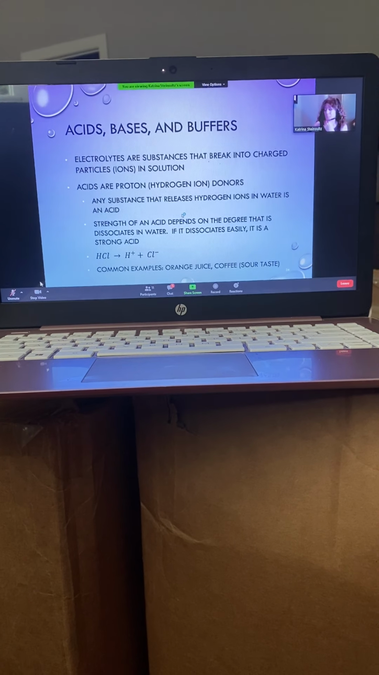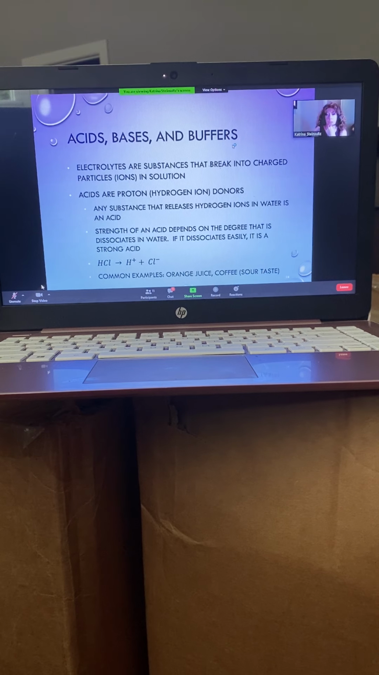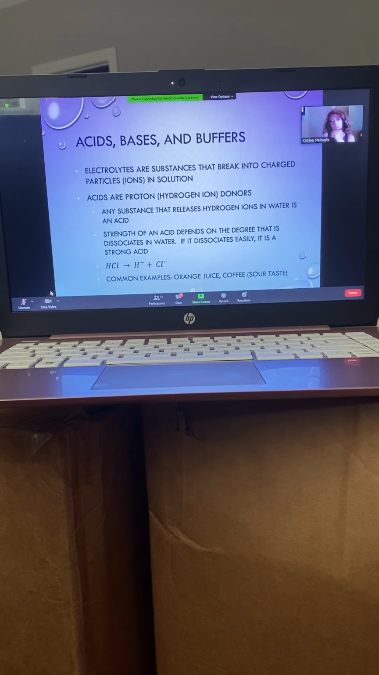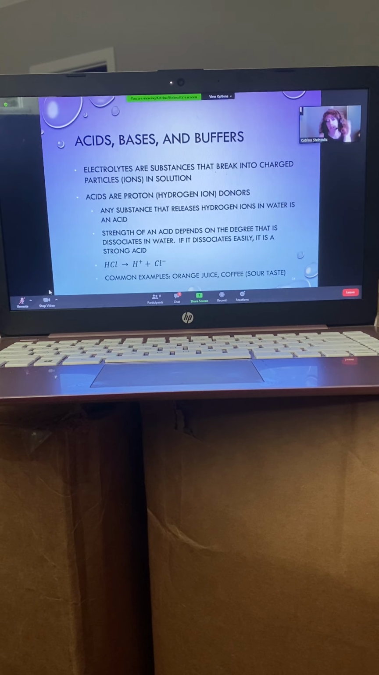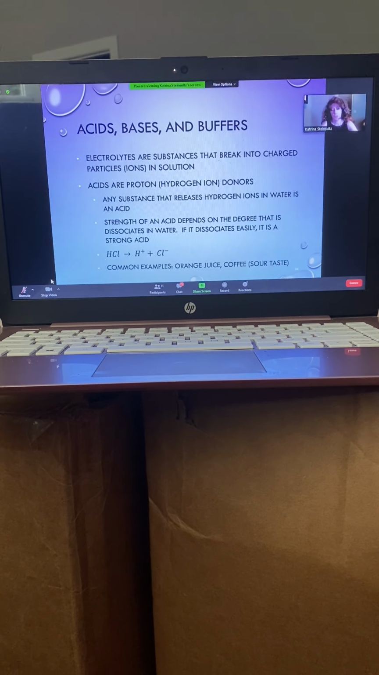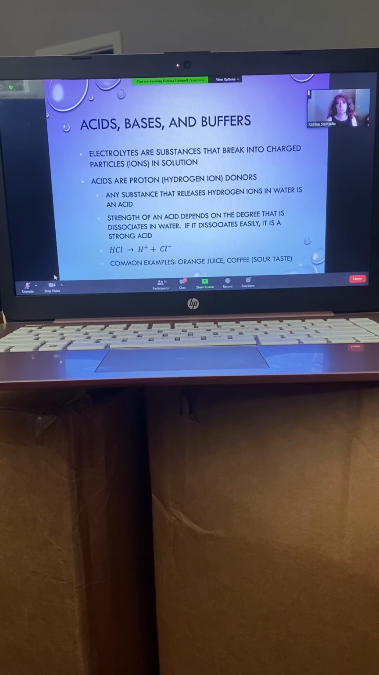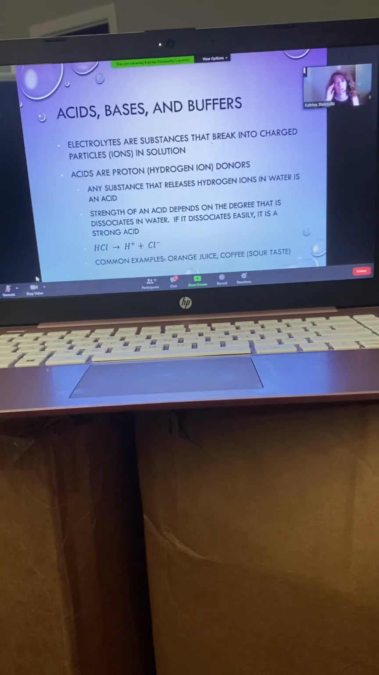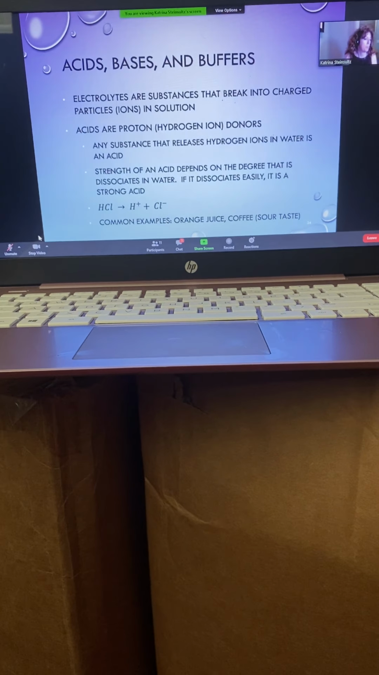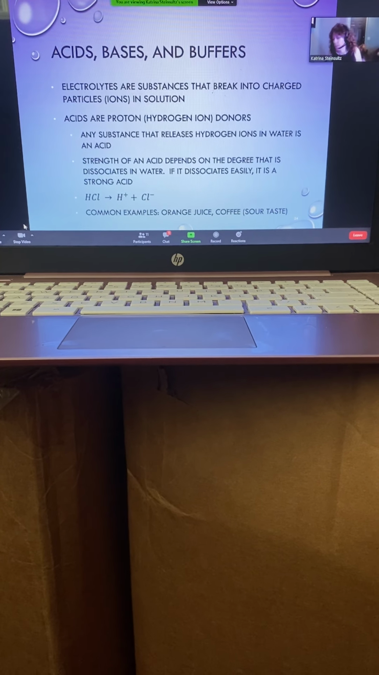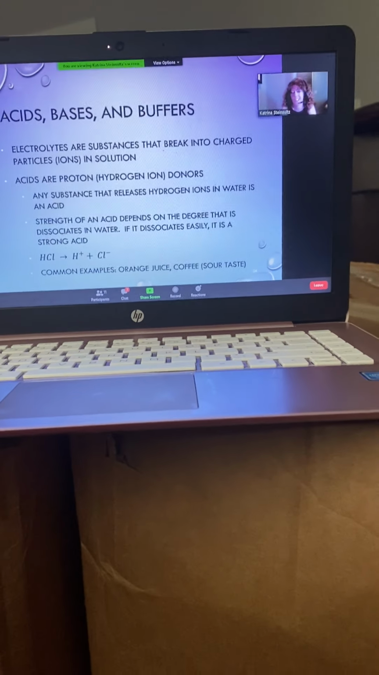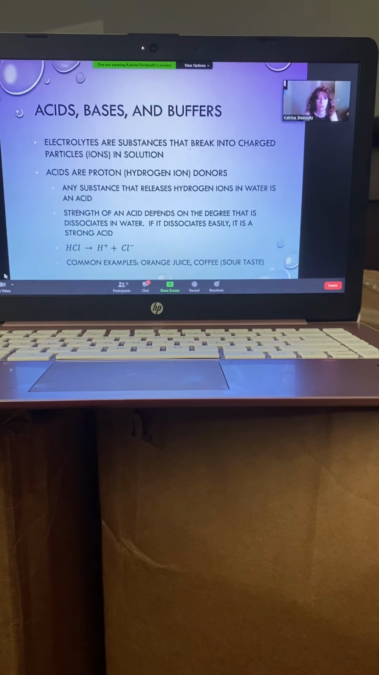Acids, bases, and buffers. There's a really brief mention of this in your textbook, but electrolytes, I'm sure you've heard of those before because people talk about Gatorade having electrolytes and stuff like that. But basically, electrolytes, from a chemistry standpoint, are substances that break into ions in a solution.